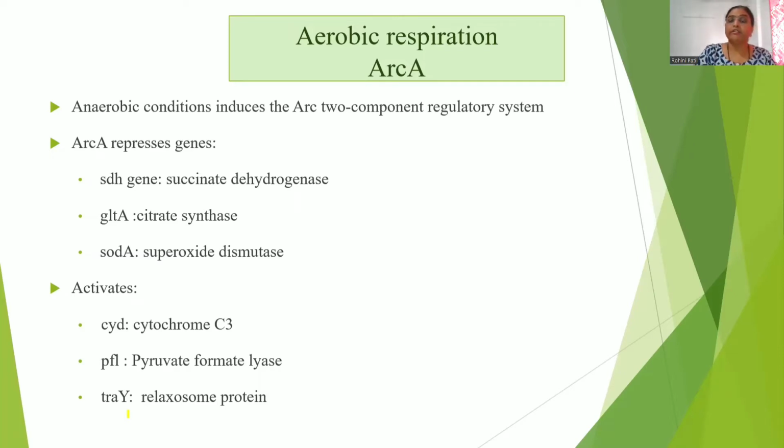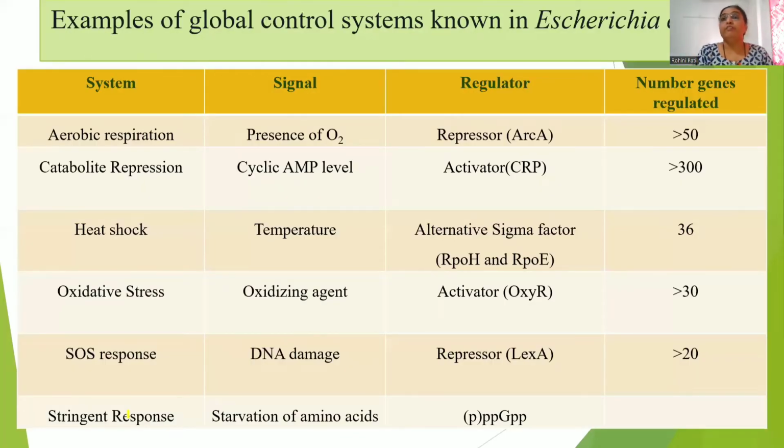Thus here ArcA, which is a regulatory protein, is the global regulator because it is involved in the regulation of a number of genes, about 50 genes. Thus it is called the global regulator. The regulators involved in the global control systems are called the global regulators. Now going towards the next one, it is catabolite repression.